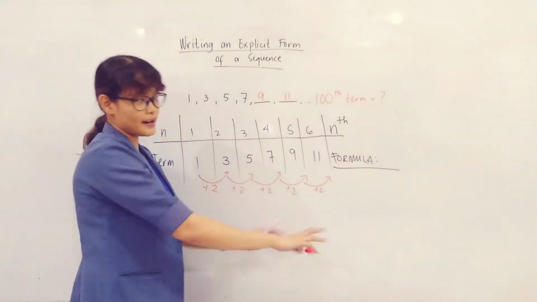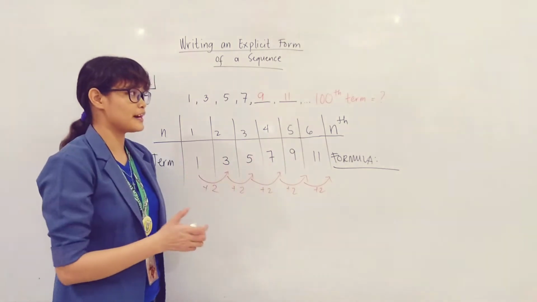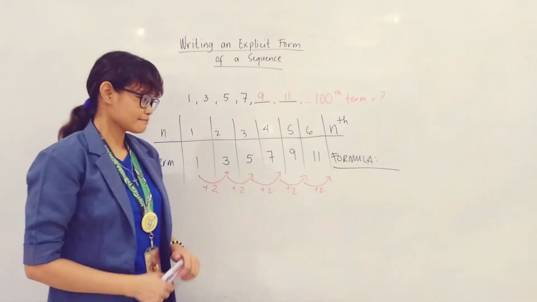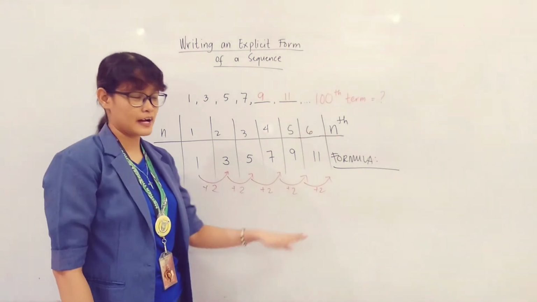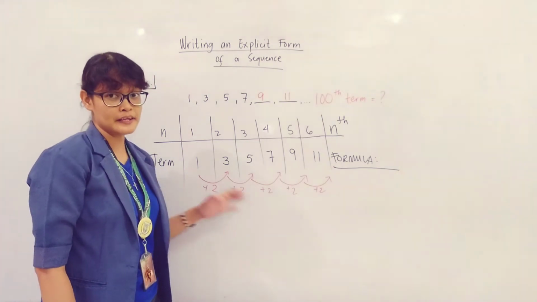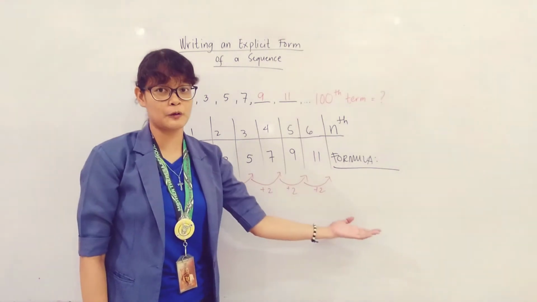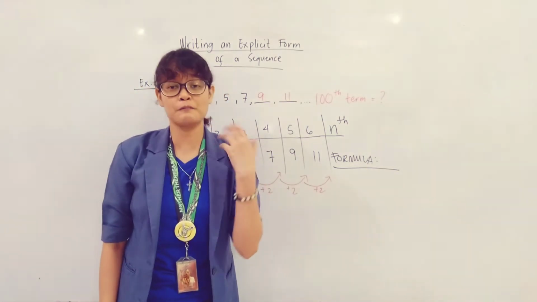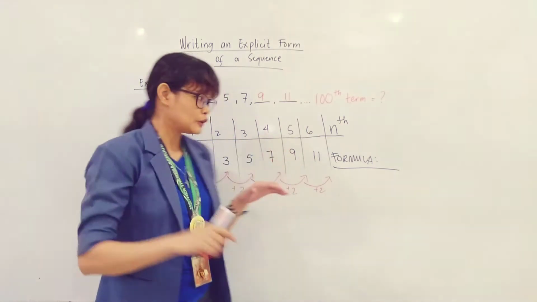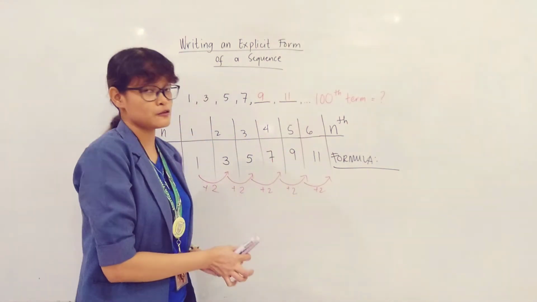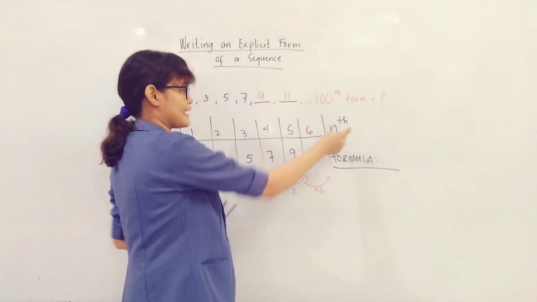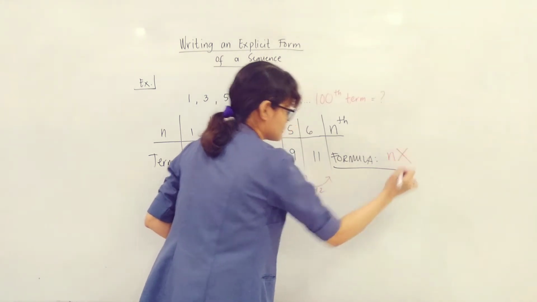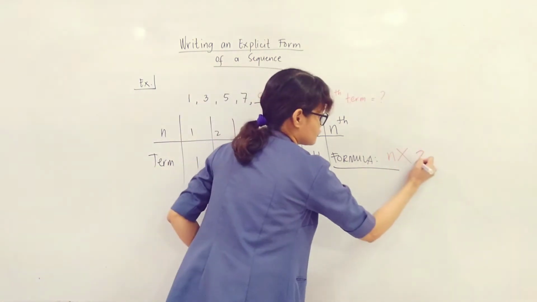Kapag ginawa natin yan nang paulit-ulit, mahahanap naman talaga natin yung 100th term. Sobrang haba nga lang ng proseso, kaya nga gagawa na tayo ng isang formula. And since we found out that these terms actually follow a pattern wherein you add 2 to any of the preceding terms, itong repeated addition na ito, mas mabilis itong magagawa kapag ginamit natin ang multiplication. Kasi, di ba, multiplication is a repeated addition. So, to find the nth term, it is simply n times 2.